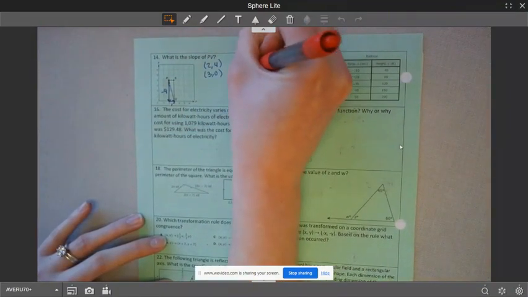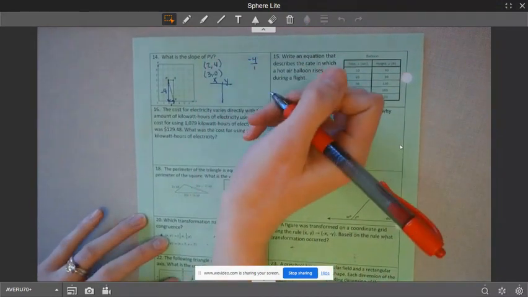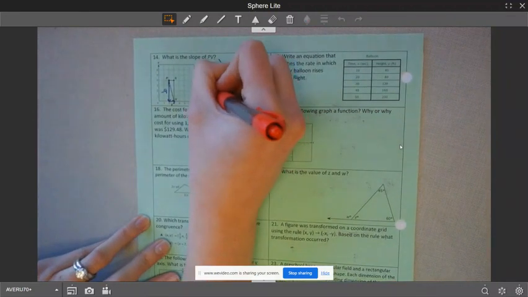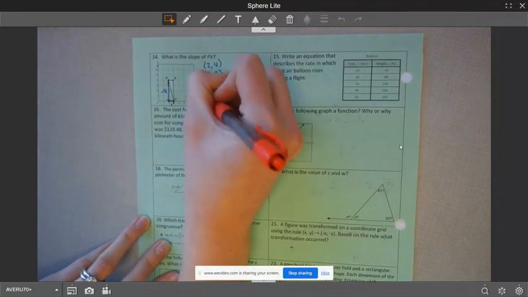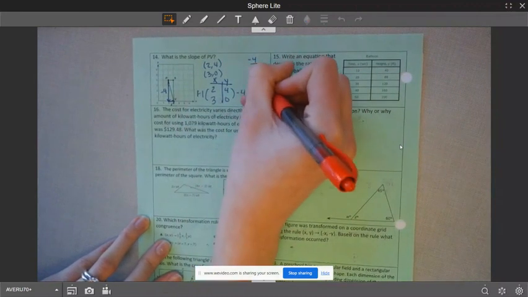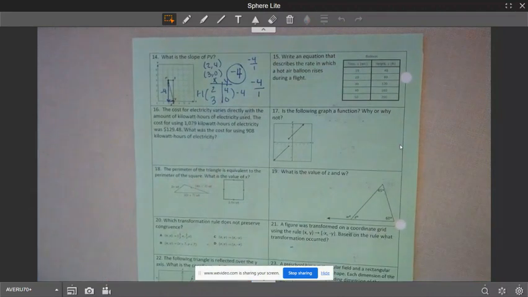So -4 over 1. Or I can make an XY table and find the change in Y over change in X. So we have (2, 4), (3, 0). I subtract 4, I add 1. Again, -4 over 1, which means my slope is just -4.